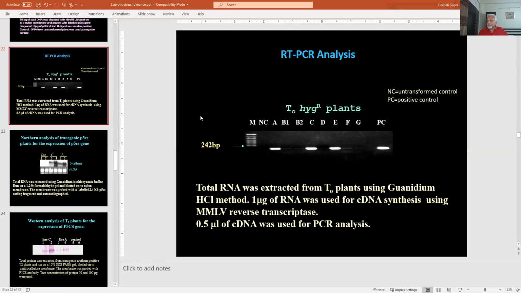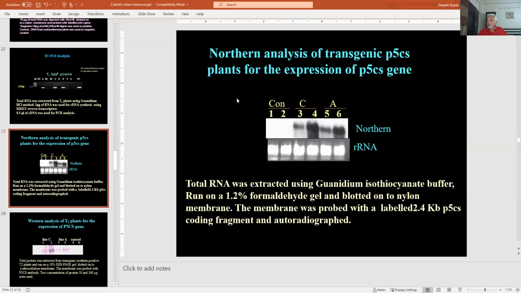So from these hygromycin resistant plants which were selected, RNA was isolated, and cDNA was made, and then PCR was done using gene-specific primers, and you can see the amplification of the known region in the transgenic plants. And in controls, there was no amplification, and this is the control. This was also further confirmed by northern analysis.